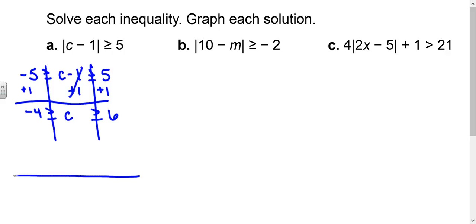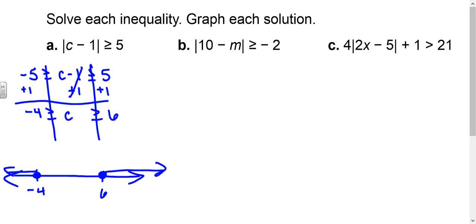So if I graph this on a number line, then I have negative 4 and positive 6. And they're both equal to, so they're going to be closed circles, because that means I could plug in those numbers if I wanted to. And then it says c is greater than 6, so actually that's going to go this way. And c is less than negative 4, so that's going to go this way. So actually this time my graph points apart. So they don't always connect. You really need to pay attention to your symbols and see how this turns out.